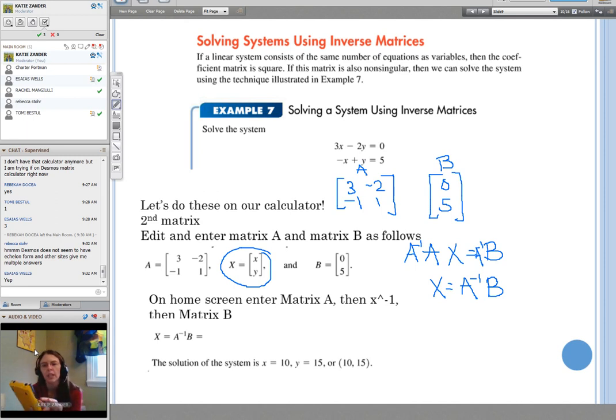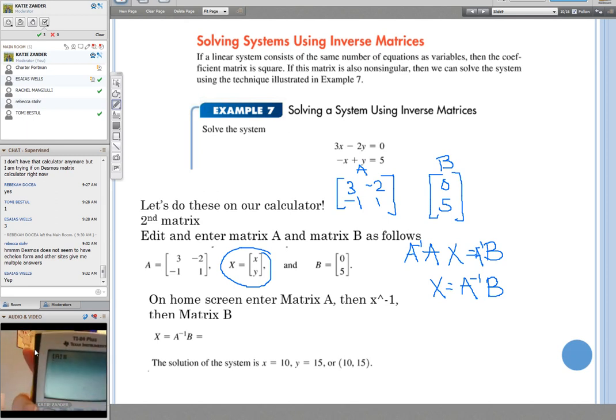So on the home screen, we don't have to go back to the home screen quite yet. All we have to do is just do second matrix to take us back to this screen. And then we want to select matrix A. So you can just do second matrix to come back to this kind of home screen for the matrices and choose matrix A. Oopsie. I hit the wrong button by accident.